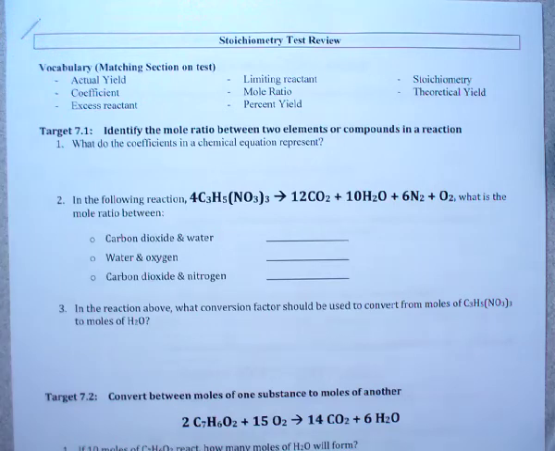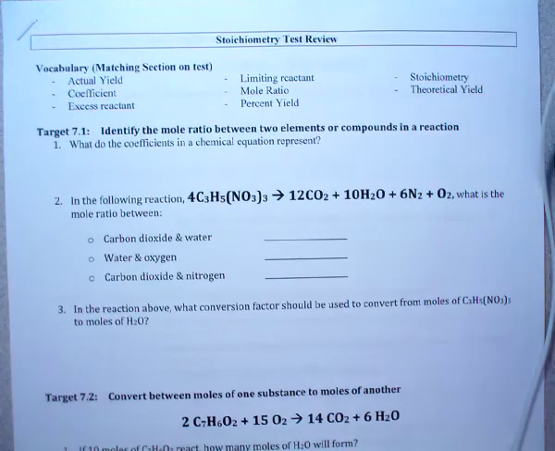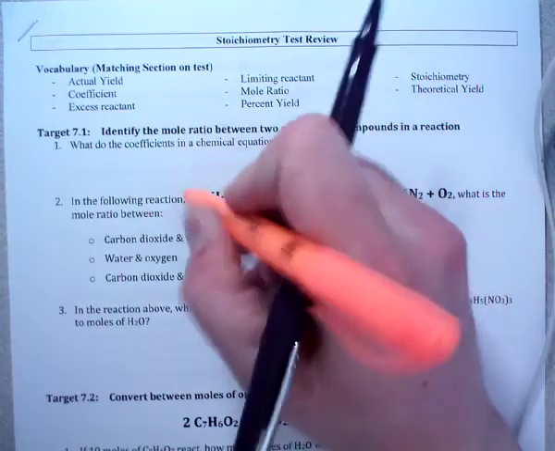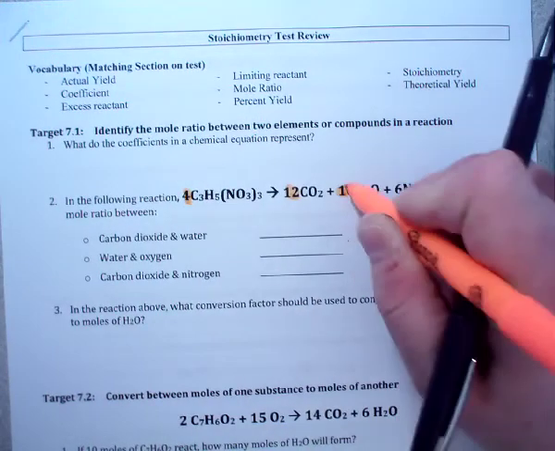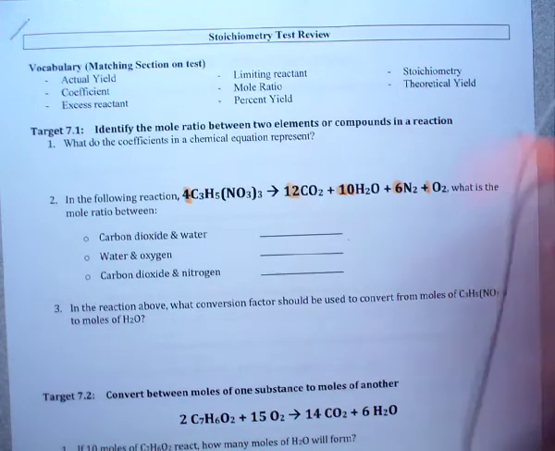All right, let's work through your study guide, target 7.1. Identify the mole ratio between two elements or compounds in a reaction. So when I'm talking about the mole ratio, I'm referring to the coefficients, and the coefficients are the numbers in front of the compounds or elements in a balanced chemical equation.